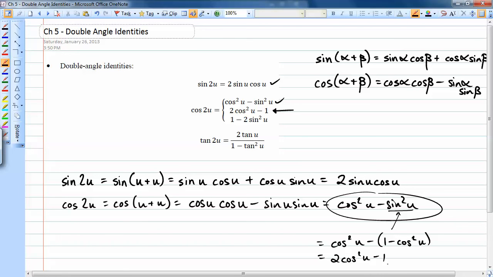And you could do the same sort of thing if I replaced that term with 1 minus sine squared instead. You'd get this version of the cosine 2u. And then you can memorize this one if you want. But really, if you can figure out what sine 2u and cosine 2u are, then that's one less formula you have to memorize. So, okay, hope that helps.